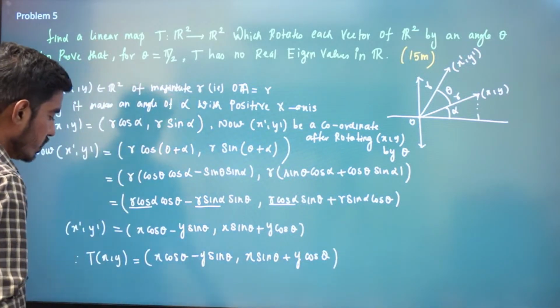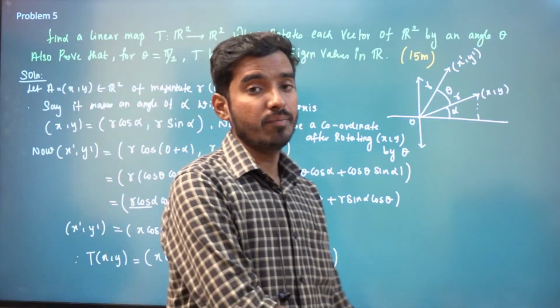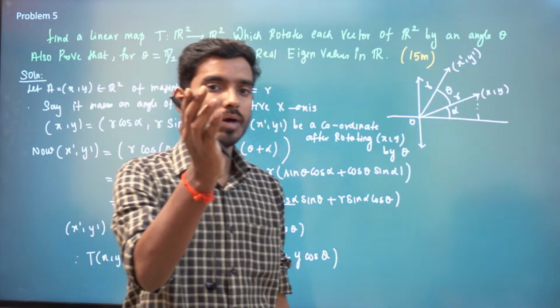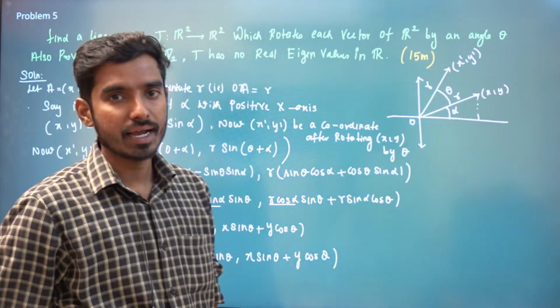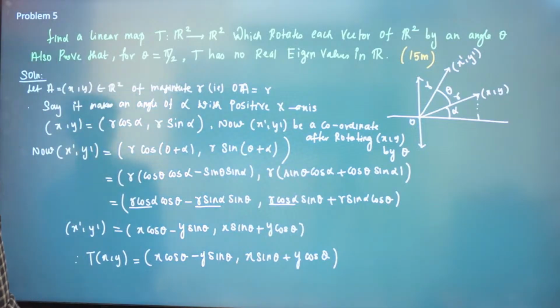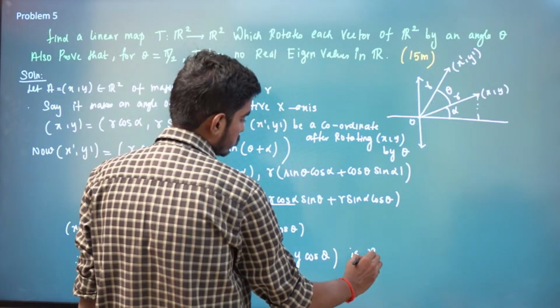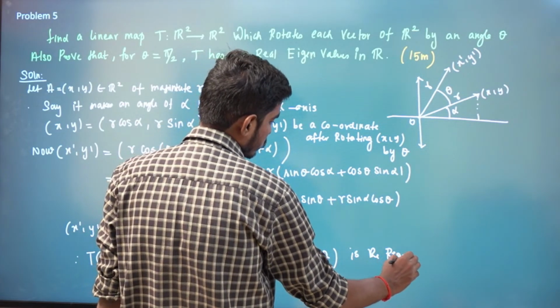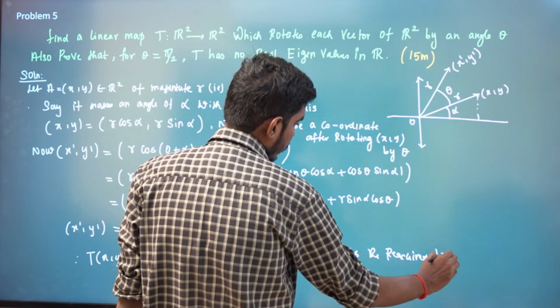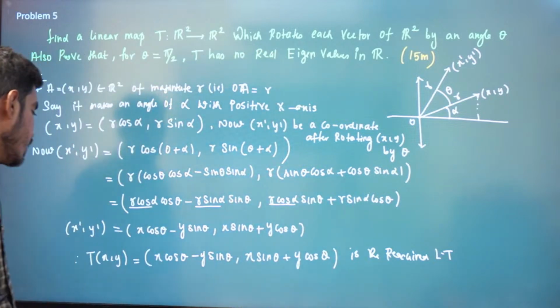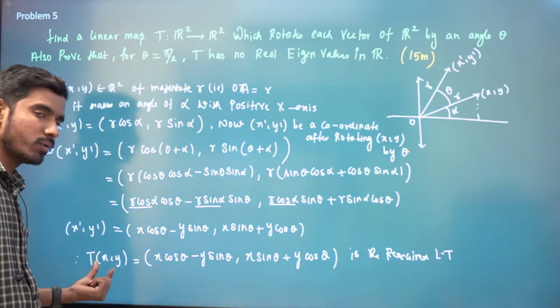So this is the transformation that rotates x comma y by an angle of theta, right? So T of x is the required linear transformation that maps. See, we have to put x comma y.